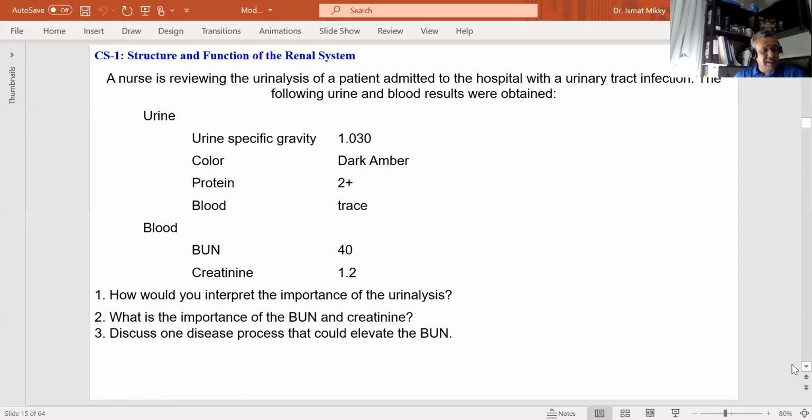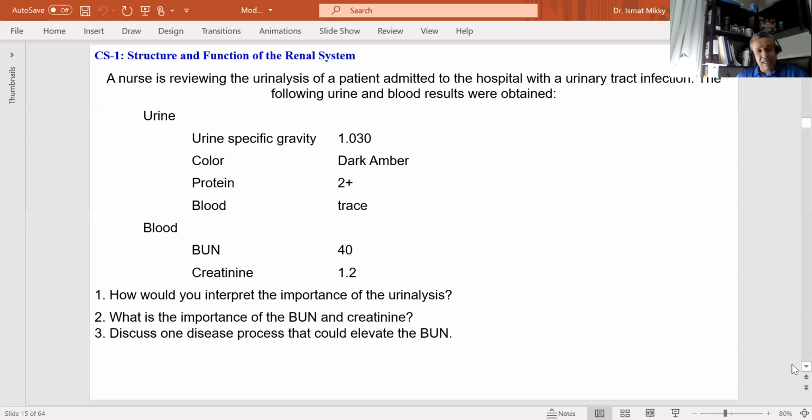The second blood test or value to evaluate the kidney function is the serum creatinine. Creatinine is formed from the breakdown of muscle. Normal creatinine level is 0.6 up to 1.2, or 0.7 up to 1.4. And the serum creatinine in this case is within high normal range, 1.2. It's borderline. Now, discuss one disease first that could elevate the BUN.